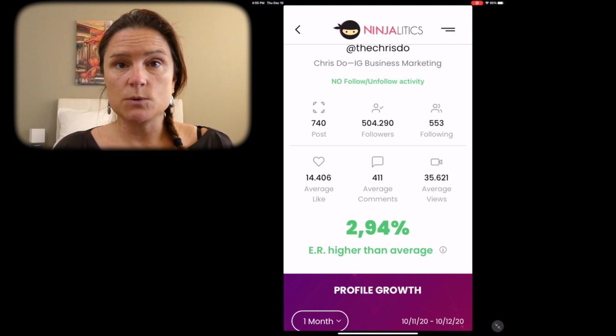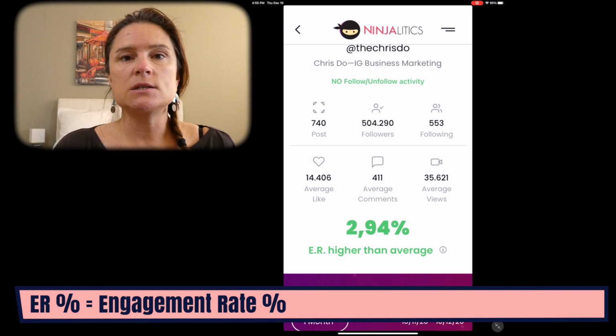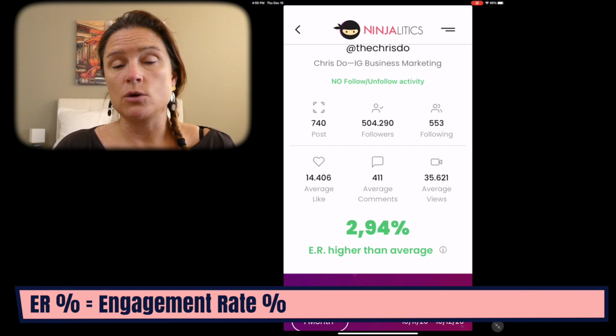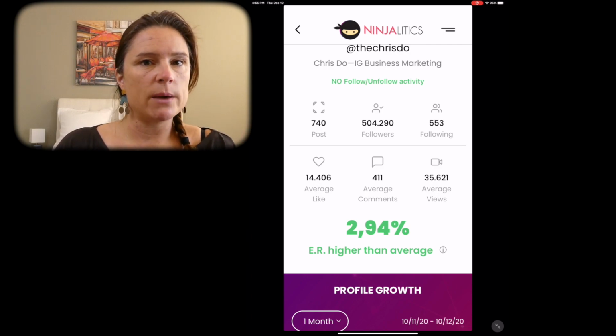And right below that, what you see is the ER. So this is the engagement rate. This is a number that is more important for me than the number of followers, because it tells you if this person is able to have a tribe or not.